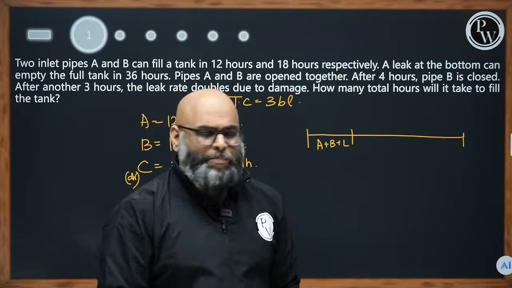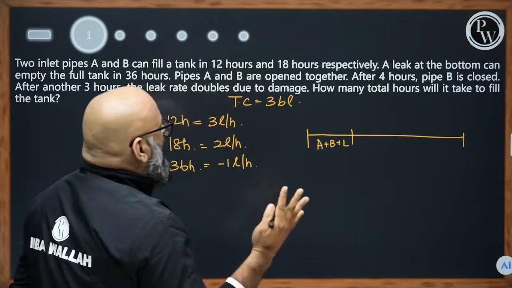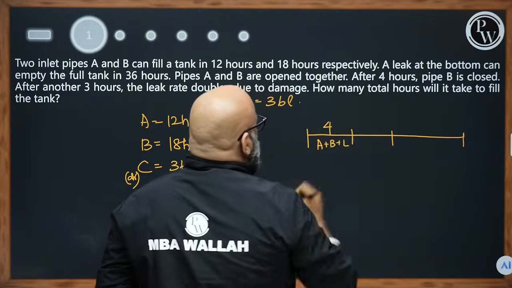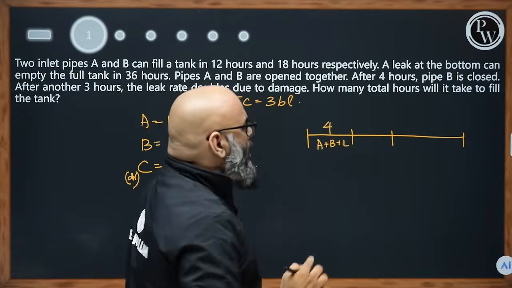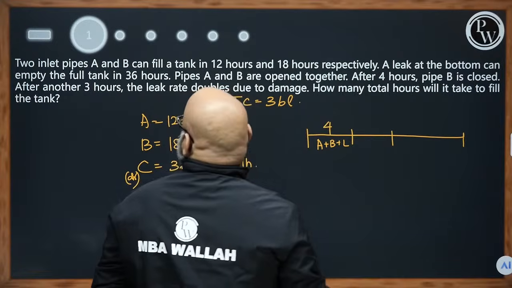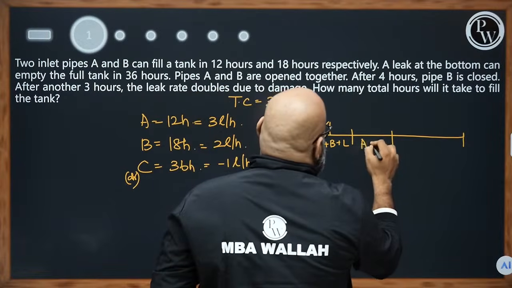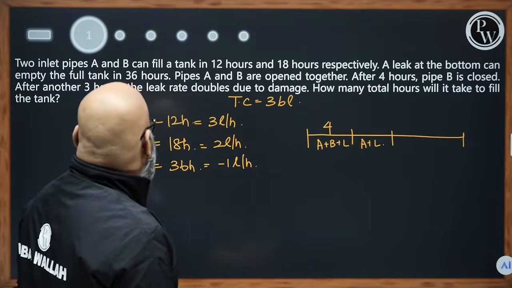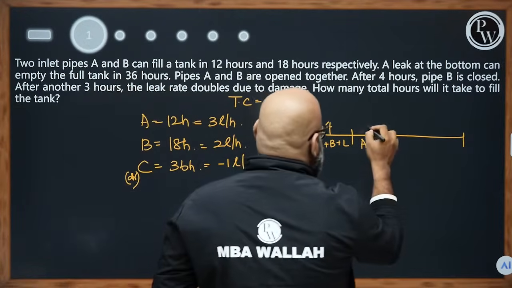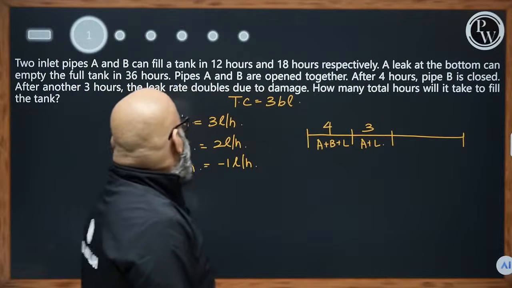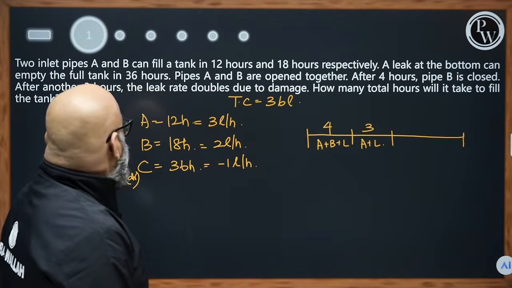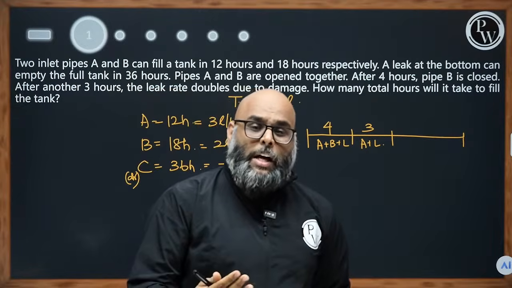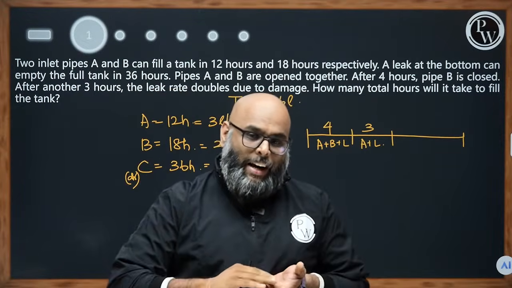It's not a problem. After 4 hours, pipe B is closed. So for the first 4 hours, A, B and the leak was operating. After 4 hours, pipe B is closed, which means A along with L has been operating. After another 3 hours, which means for this 3 hours, it has been A plus L. The leak rate doubles due to damage. Now there is some damage happening here to the leak and the leak rate doubles.